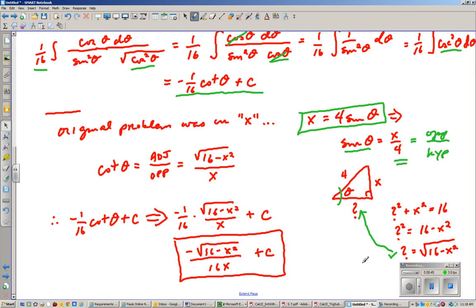Now, why are we interested in all of that? Well, remember our answer from above, which I copied down here. Given that cotangent is adjacent over opposite, I can come to my problem here and say, let's take cotangent out. Cotangent is our solved side, the adjacent, over the opposite, which is x, and I'll place that in for my cotangent. And now my final answer written in x is negative radical 16 minus x squared over 16x plus c.